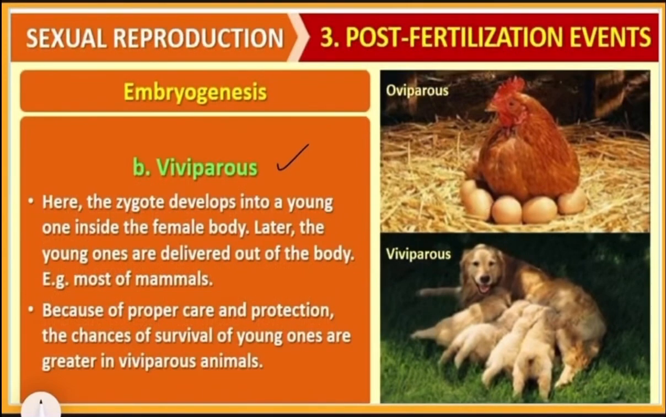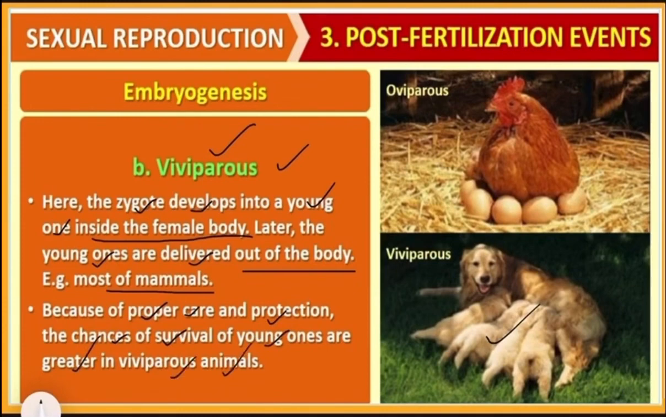Viviparous animals. Here, the zygote develops into young ones inside the female body. Later, the young ones are delivered out of the body. For example, most of the mammals are viviparous. They give birth to the young ones. You can see here, a dog is a viviparous animal giving birth to a young one. Because of proper care and protection, the chances of survival of young ones are greater in viviparous animals.